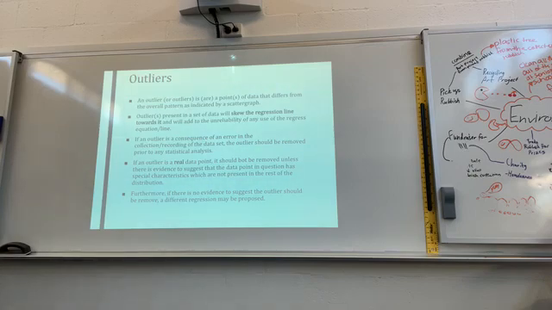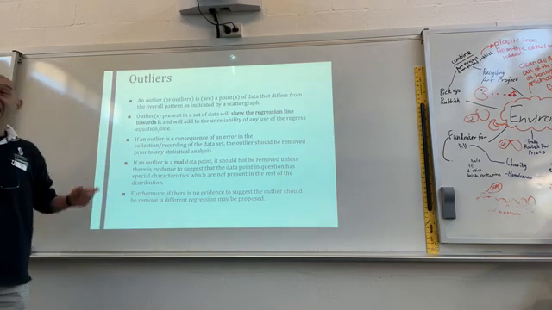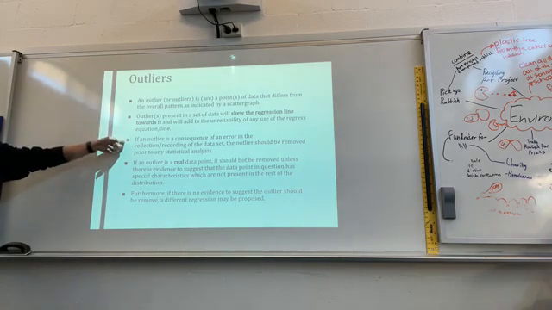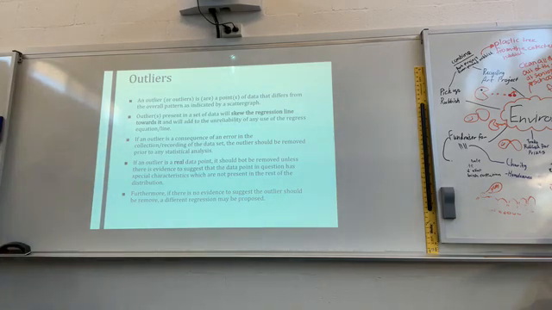So if an outlier is a consequence of an error in the collection or recording of the data set, the outlier should be removed prior to any statistical analysis. Actually, that happens. I remember a gas bill that I had was about $4,000 for 3 months. It's just because whoever read my meter actually added an extra zero. So it could happen. I've seen that happen before in real life in terms of some data that I've collected.